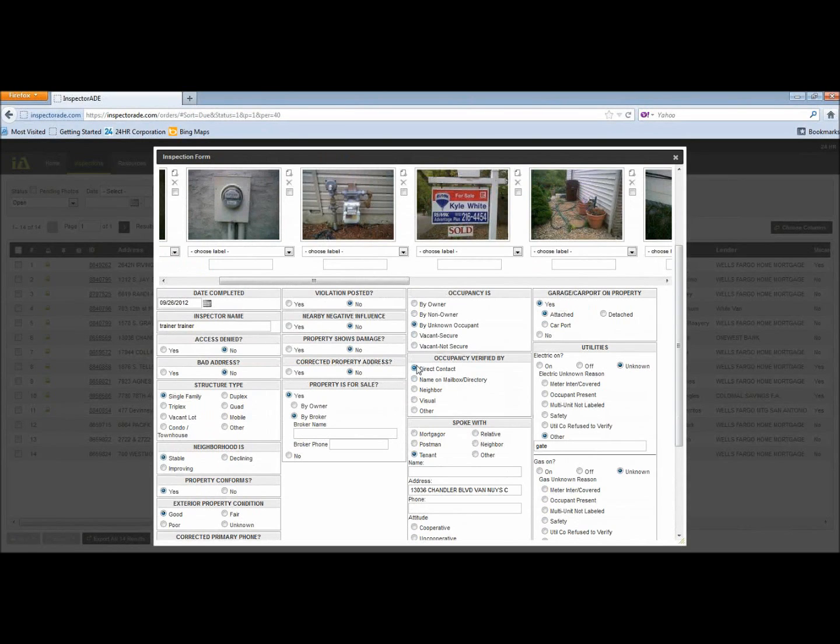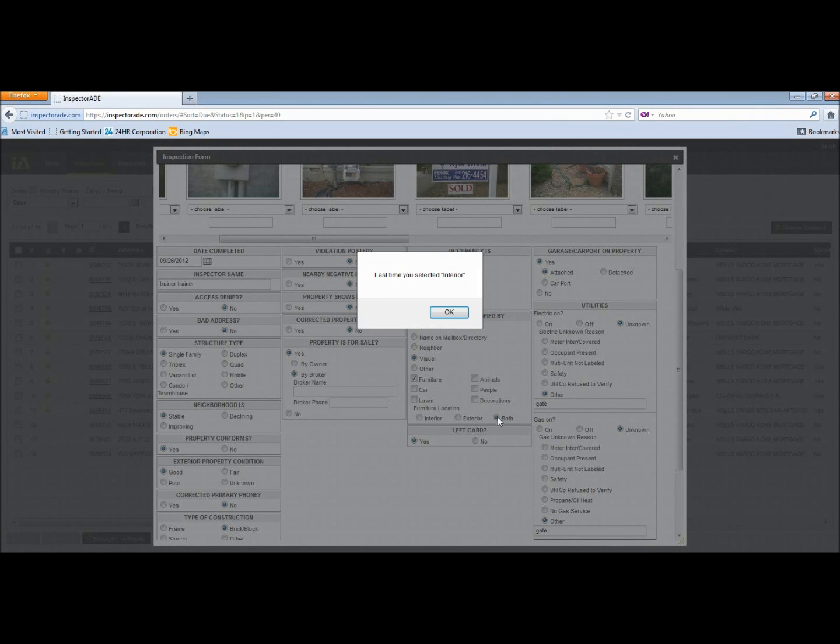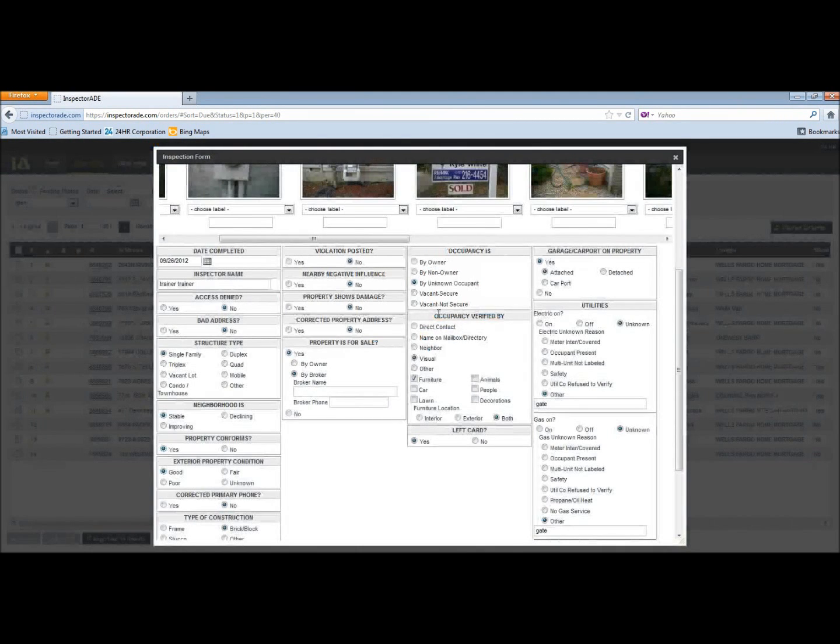And how did you verify that? Well, you visually verified that. When you visually verify, you need to find 2 to 3 things down here to prove to us that you did see signs of occupancy and someone is living in this house. So furniture, car, lawn, animals. If there were cats or dogs inside or outside of the house, you can take a photo of them. That's even better.